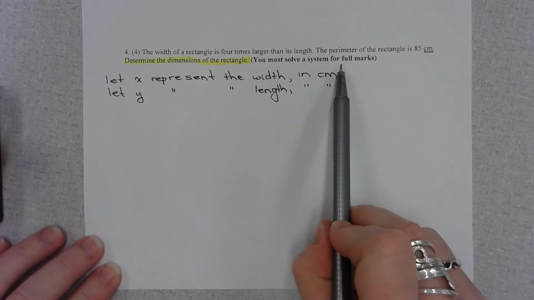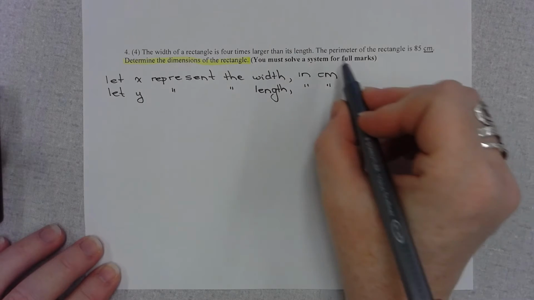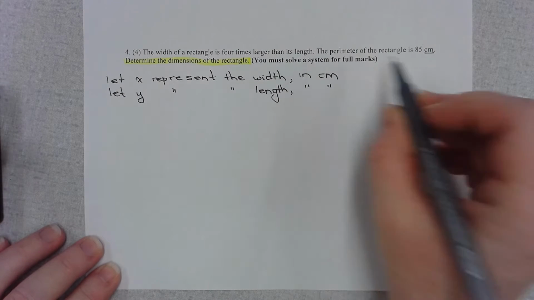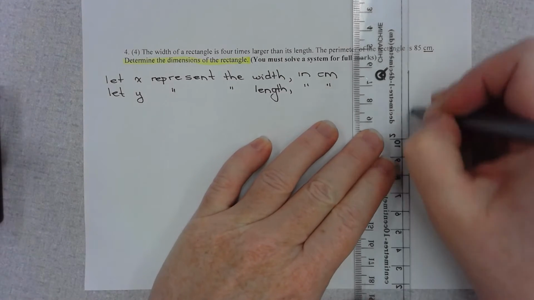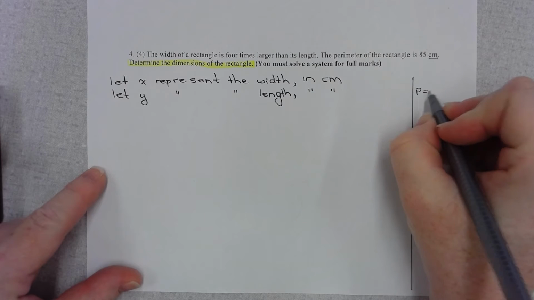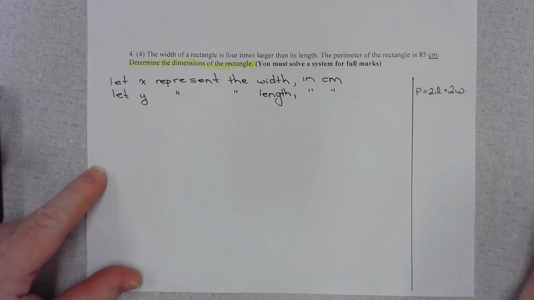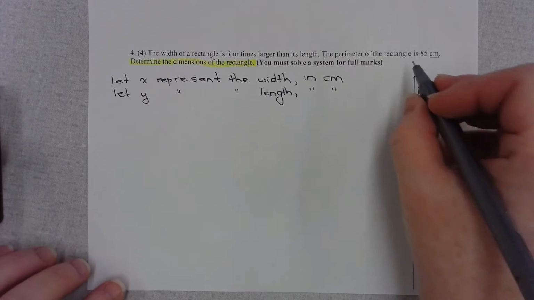It says you must solve a system for full marks. We all know a system is 2 equations. We know that the perimeter of a rectangle is 85 centimeters. If we think of a rectangle, the perimeter is equal to 2 of the lengths of the sides plus the 2 widths of the sides. So in this case, our perimeter is 85.